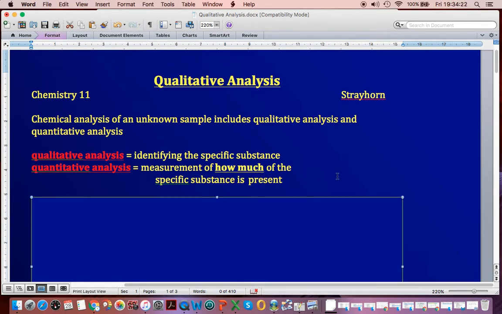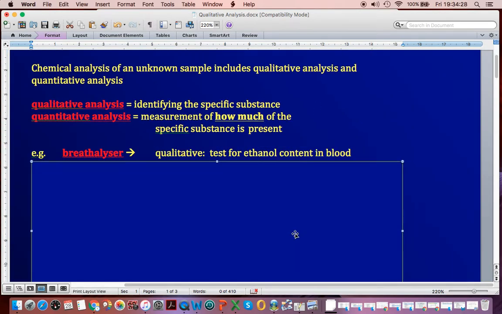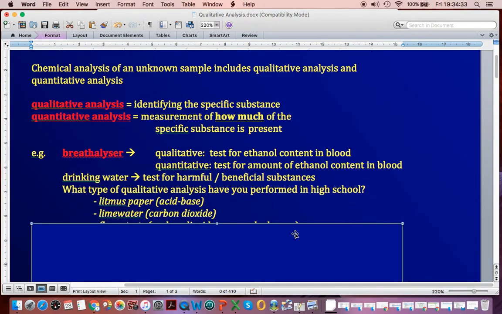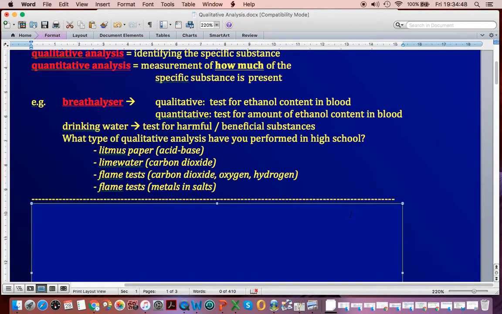So there we are, qualitative, identifying a substance. And quantitative analysis is saying how much of that substance is present in a sample. So this is what labs will often be doing. And there's our breathalyzer. So you've done some qualitative analysis in the past with litmus paper, lime water, and assorted flame tests. And, well, I guess you didn't get a chance to do flame tests last year, but c'est la vie.